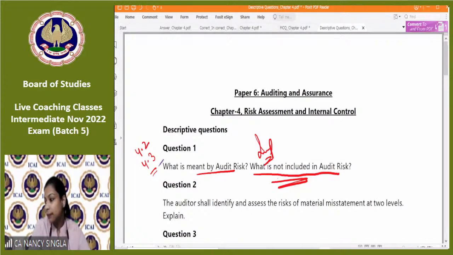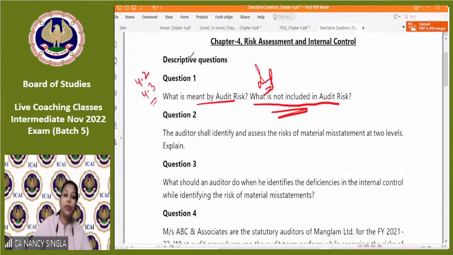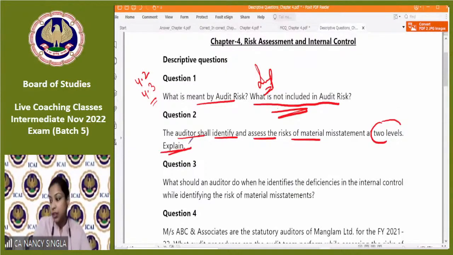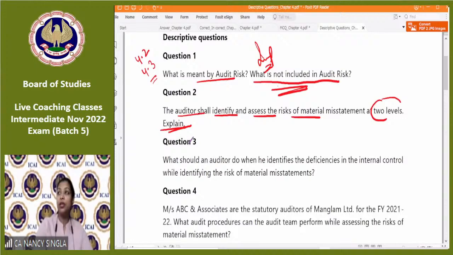Okay. Question number 2. The auditor shall identify and assess the risk of material misstatement at 2 levels. Explain. What are the 2 levels? Quickly send in your replies.